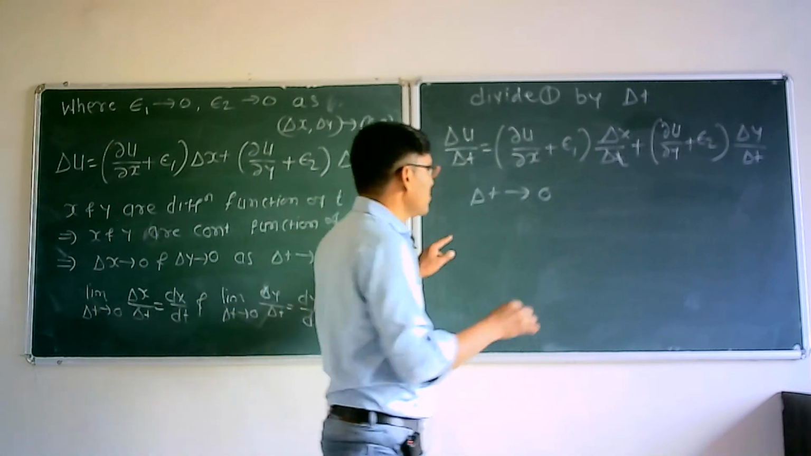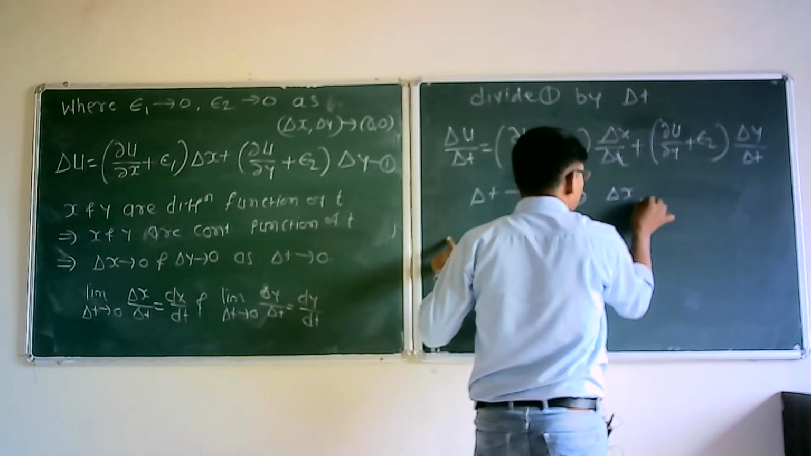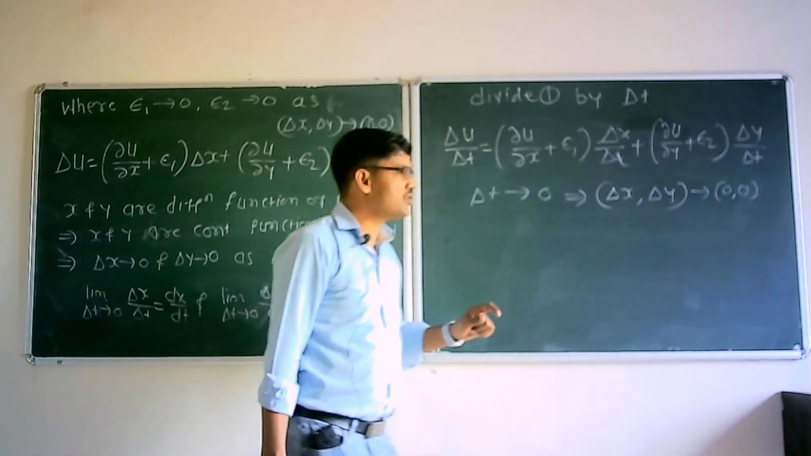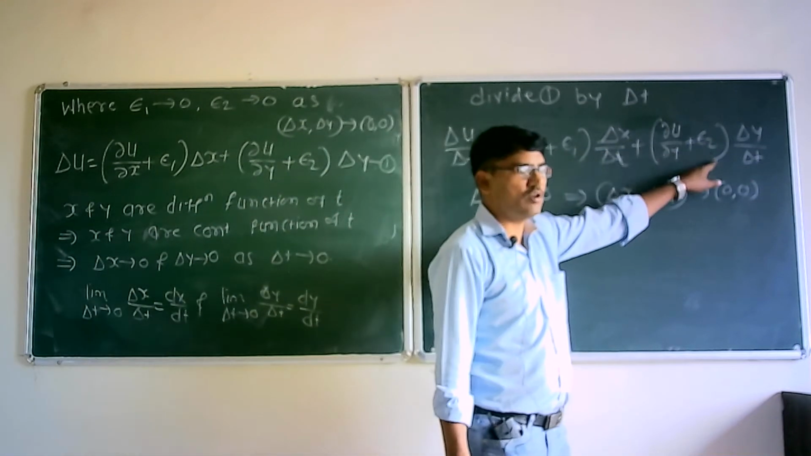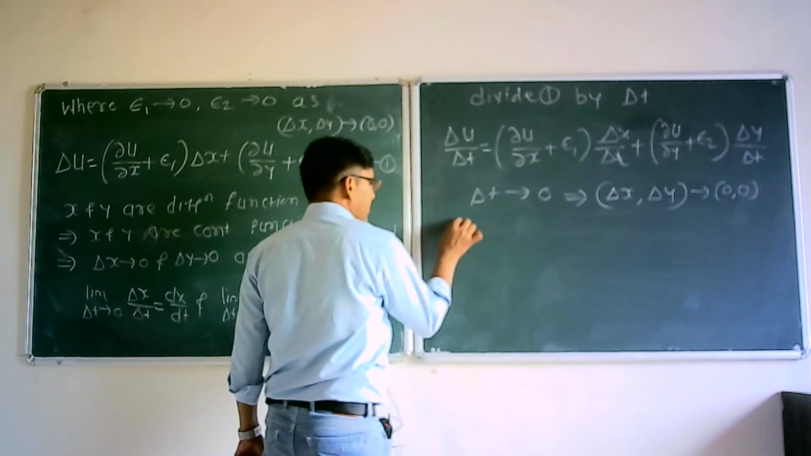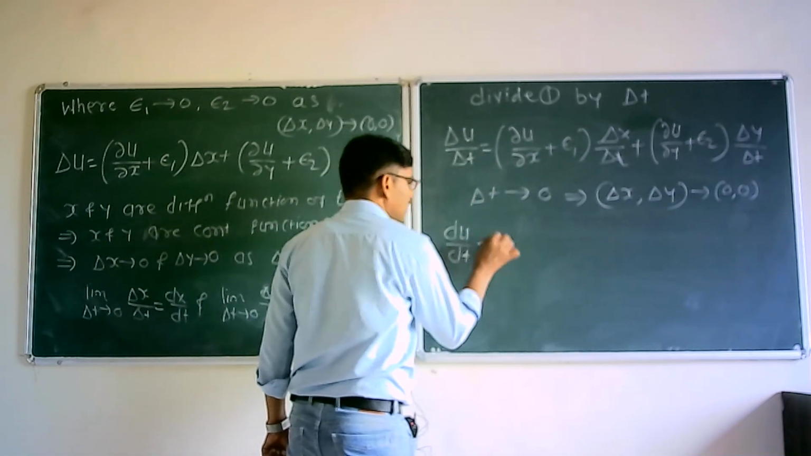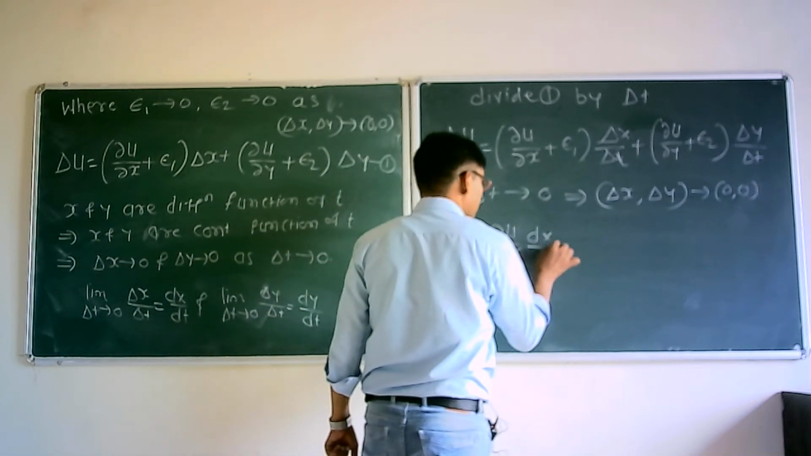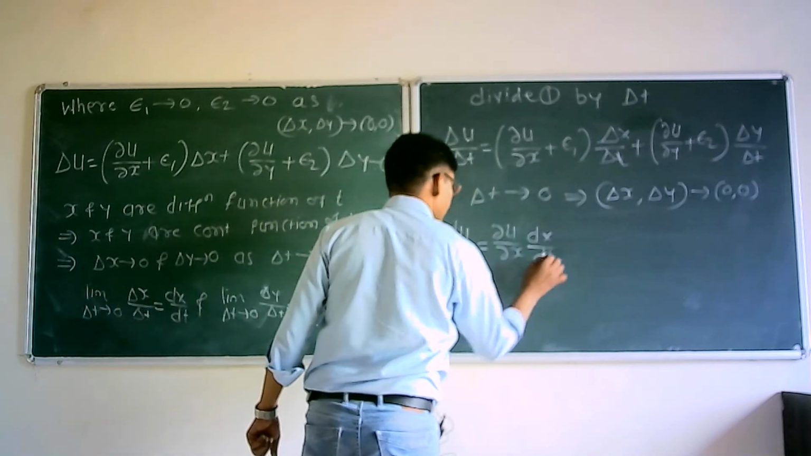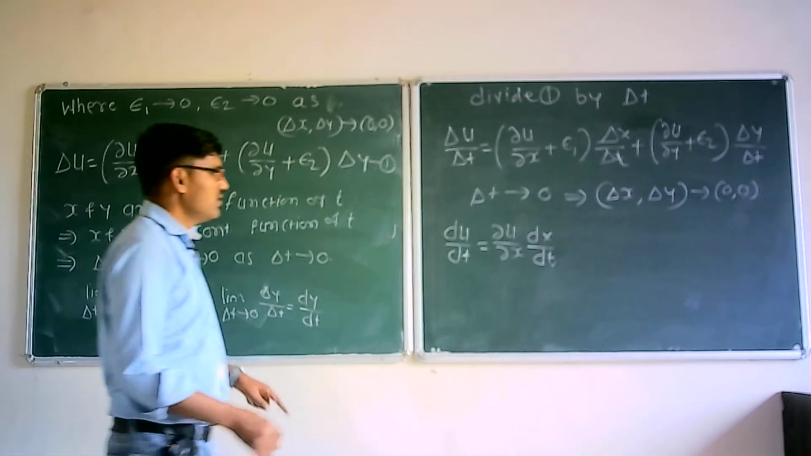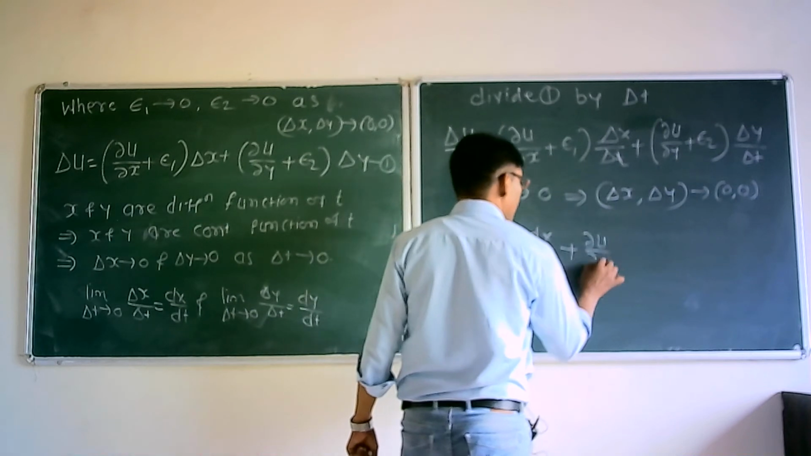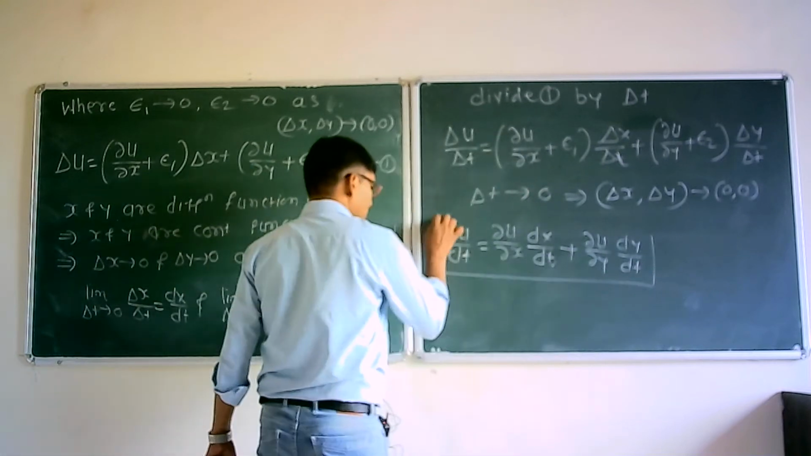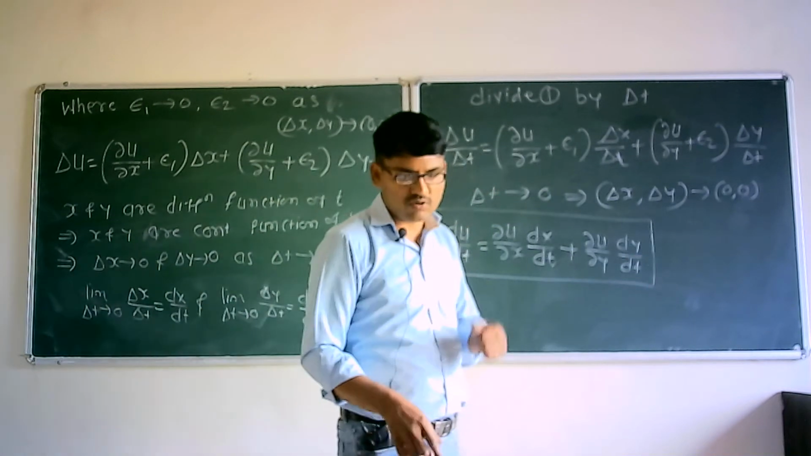What happens as delta t tends to 0? This implies delta x, delta y tend to 0, 0. But as delta x, delta y tend to 0, 0, epsilon 1 tends to 0 and epsilon 2 tends to 0. And here we obtain du by dt is equal to del u by del x into dx by dt plus del u by del y into dy by dt. So this is the total derivative of the function u equal to f of x, y.